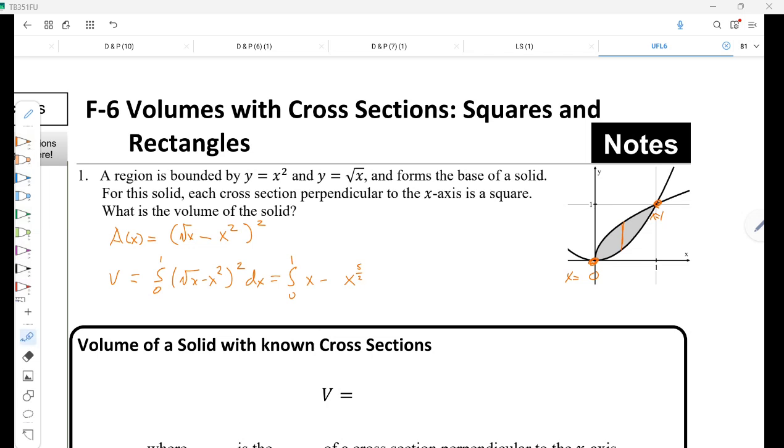But there's 2 outers and inners, right? I'd have to do that twice. So I'm going to write minus 2, x to the 5/2. And x squared, squared, is x to the 4th, dx.